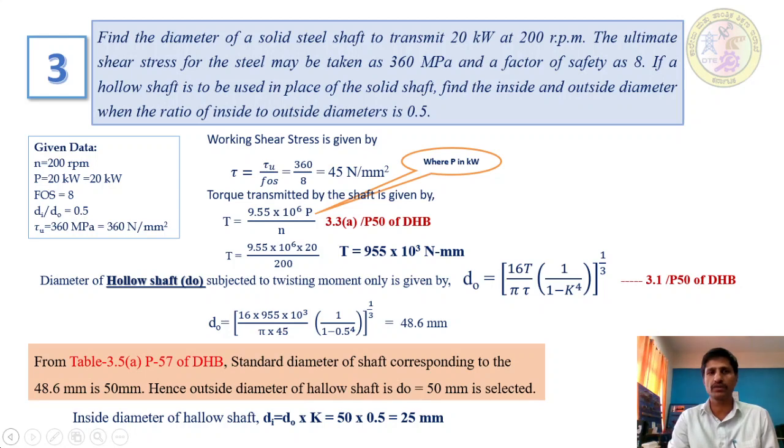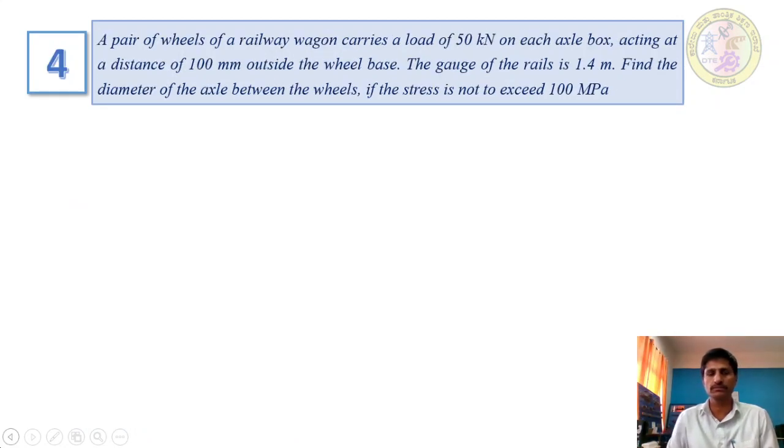Next we will move on to the next problem, problem number 4. A pair of wheels of a railway wagon carries a load of 50 kN on each axle box, acting at a distance of 100 mm outside the wheelbase. The gauge of the rails is 1.4 meter. Find the diameter of the axle between the wheels if the stress is not to exceed 100 MPa.